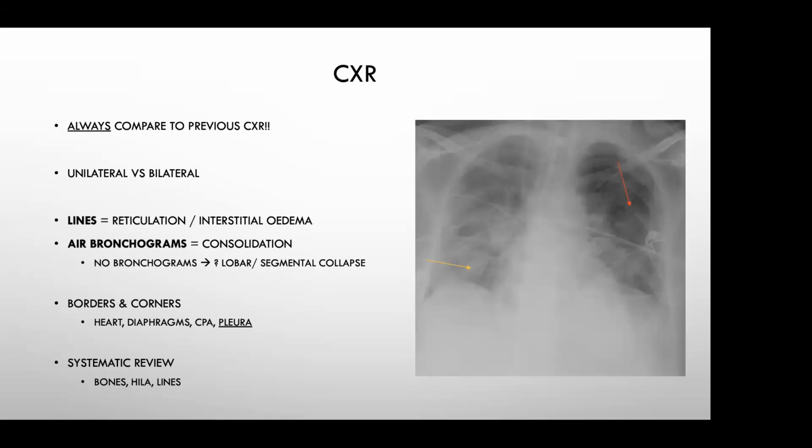Always check the borders really carefully. So look at the heart, see whether you can make out all the heart borders clearly. Look to see whether you can see the diaphragms. Look at the costophrenic angles for fluid, that may suggest heart failure. And similarly, look really closely at the pleura to make sure you don't miss a pneumothorax. And then the final bit is your systematic review. So looking at the bones for fractures, hilar for cancer or lymph nodes, and assessing any NG tubes or central lines and their position as well. Again, if you see those lines, those tubes, you might want to look for signs of an iatrogenic pneumothorax.